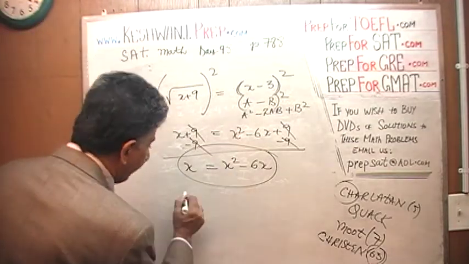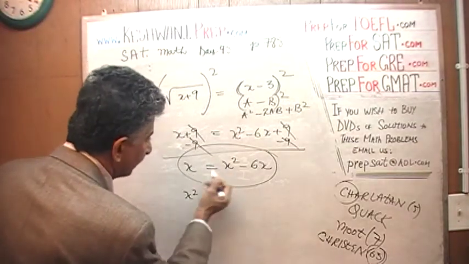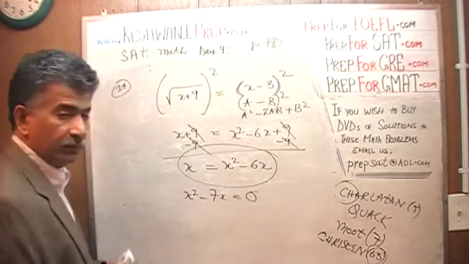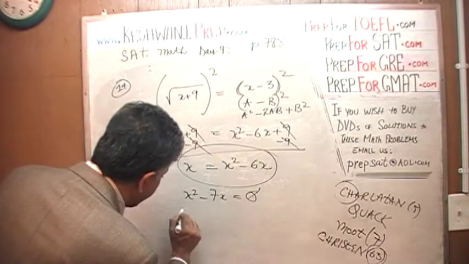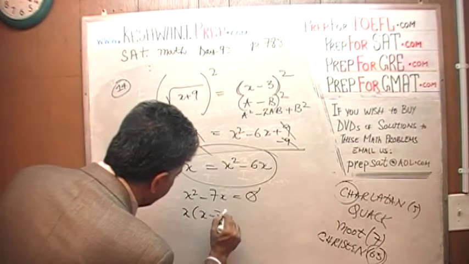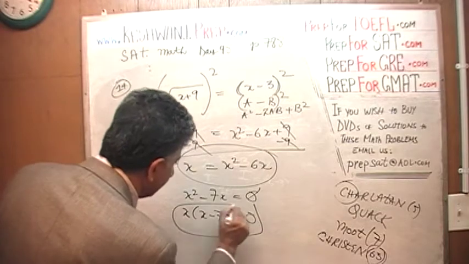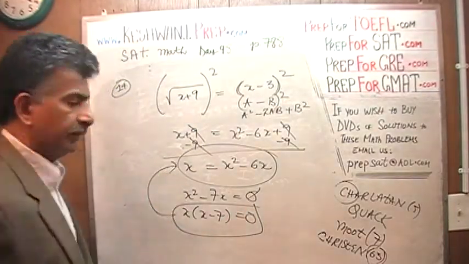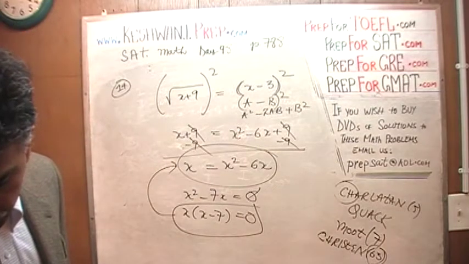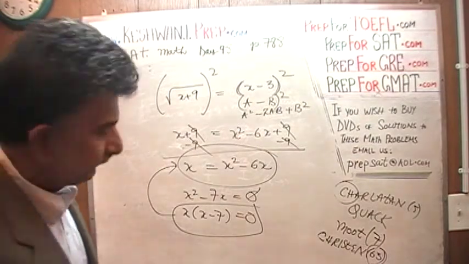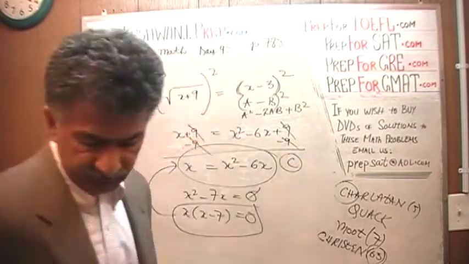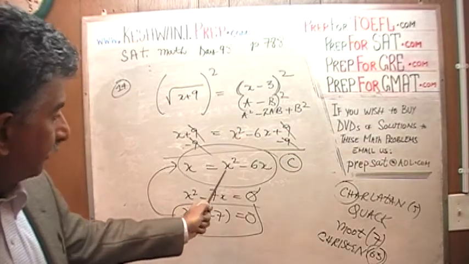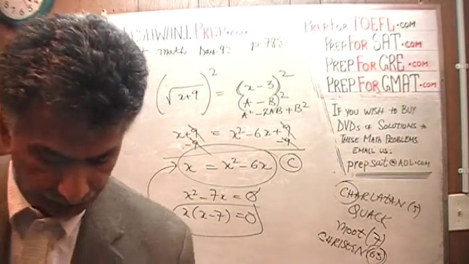This can be written as x squared. You subtract x from both sides and you end up with x squared minus 7x equal to 0. They could have gone as far as x times x minus 7 is equal to 0. And this would have been the simplest form, the most elegant form, but for some reason they stop right here. And that is answer choice C. Answer choice C says x equals x squared minus 6x.